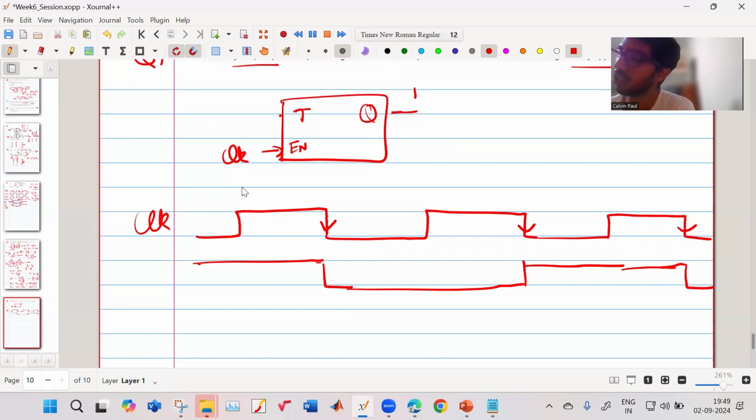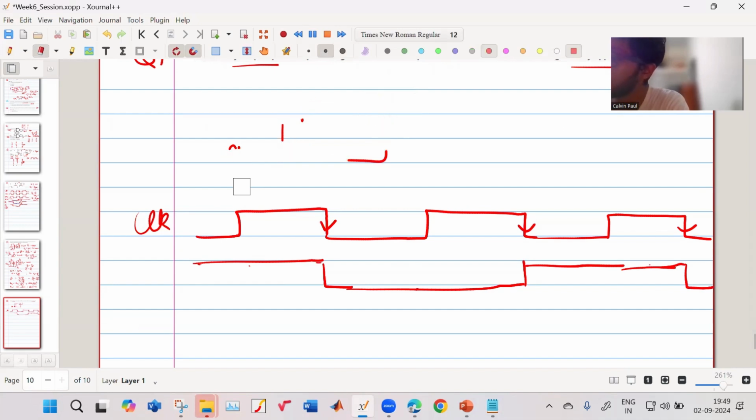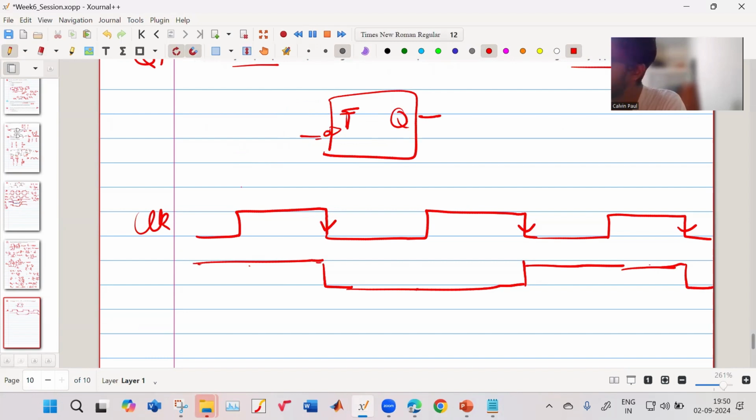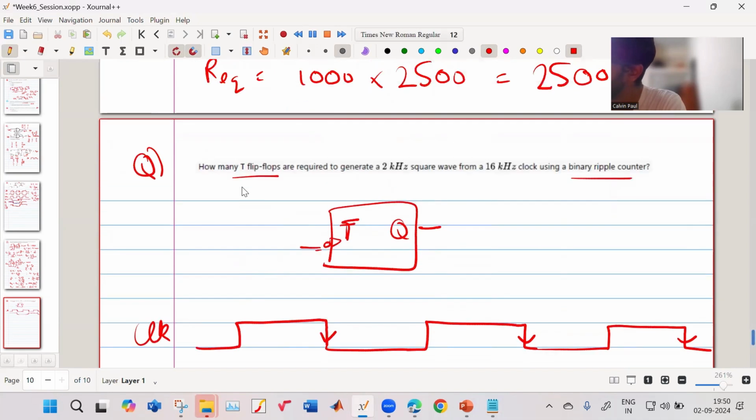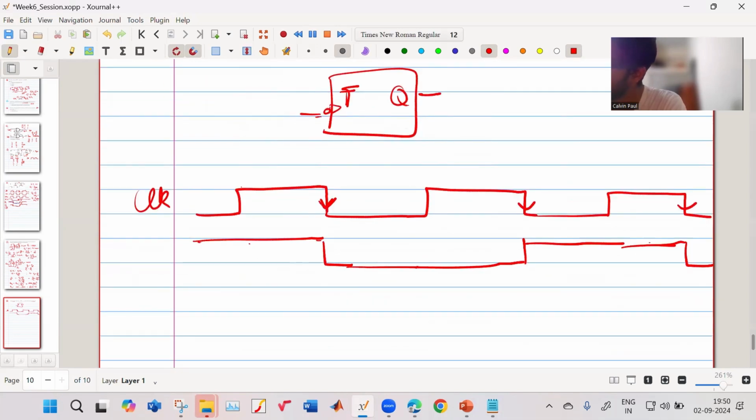So what does your toggle flip-flop do? It can just change its value. From 1, it will go to 0. From 0, it will go to 1. So actually, this is a wrong notation. This is your toggle flip-flop, and this is your clock. This means it is falling edge triggered, and this is your Q. When your clock edge goes down, this will change its value. So this is your Q1.